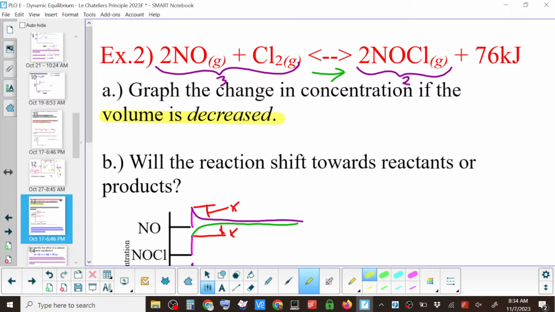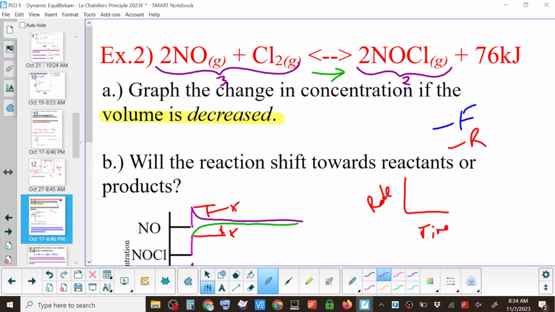So if I was to do a quick reaction rate graph, so time, rate, forward, reverse, and purple being blue plus red. So there we have the rate, decrease the volume. They both spike up. But the forward rate spikes up more. There's more molecules, so it is more affected by concentration. And so this is the actual reason why it shifts. Now the forward rate is much faster.